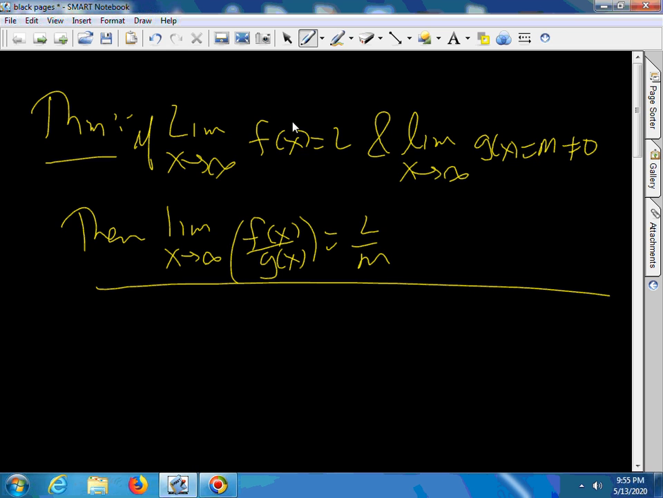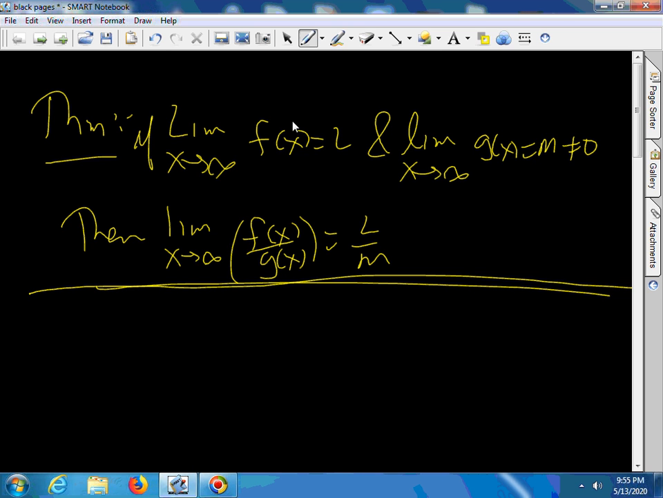Now, we just finished proving the limit of a product. So we're going to use that. We could reinvent and do the proof all over again for the fraction. But there's no point. Let's build on what we know.